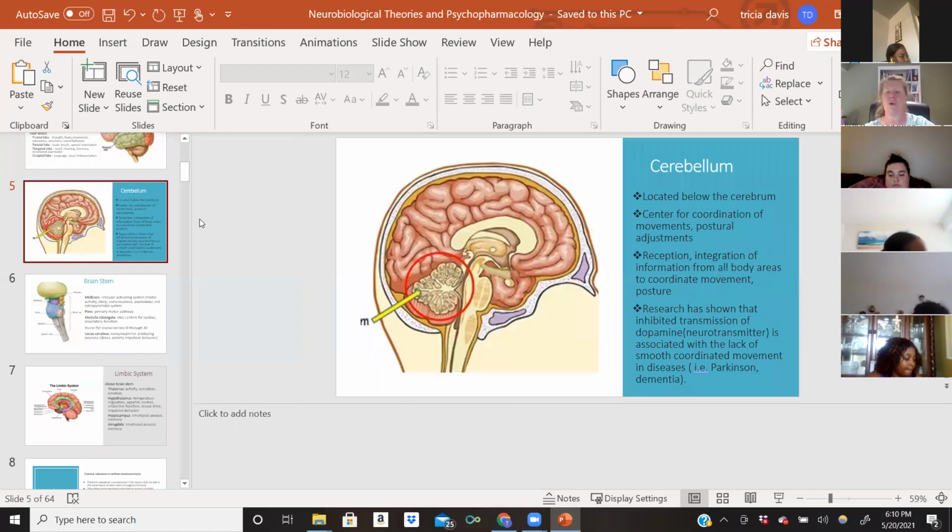So the cerebellum is located just below the cerebrum. It is the center for coordination of all of our movements, our posture adjustments when we go to sit up and reposition ourselves. It also has a role in reception. So it kind of integrates all the information from all the other body areas to help coordinate that movement. And there is some research that has shown that inhibited transmission of dopamine, which is a neurotransmitter, is associated with the lack of smooth, coordinated muscle that we would see in dementia and then also in Parkinson's.